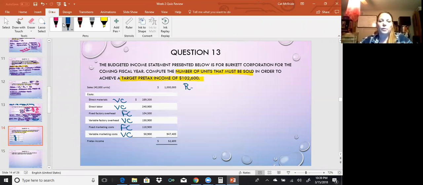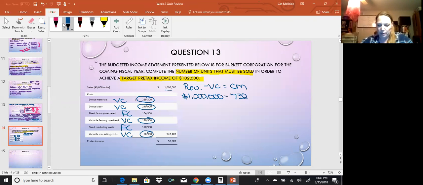So we know that revenue minus variable cost is our contribution margin. That's why I had us add up the variable cost, right? So our variable cost is this, and this, and this, and this. So our revenue is this. So our revenue is $1 million minus our variable cost, which if I added them up correctly is $732,000. So our contribution margin equals $268,000. So now we know our contribution margin. Are we good there?